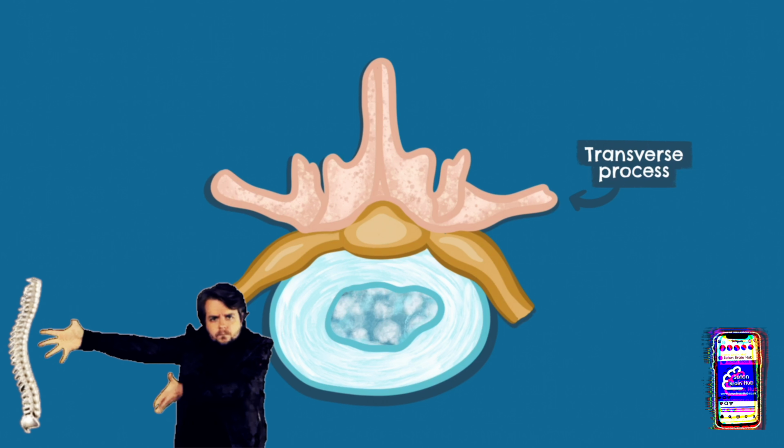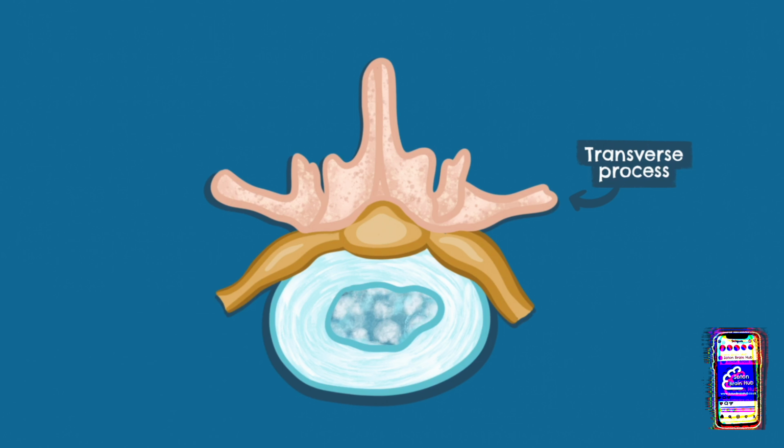Next we have the pedicles. Every vertebra has two pedicles that help enclose the spinal cord. The pedicles serve as a bridge between the vertebral body and the posterior portion of the vertebra. The pedicles also provide side protection for the spinal cord and nerves.